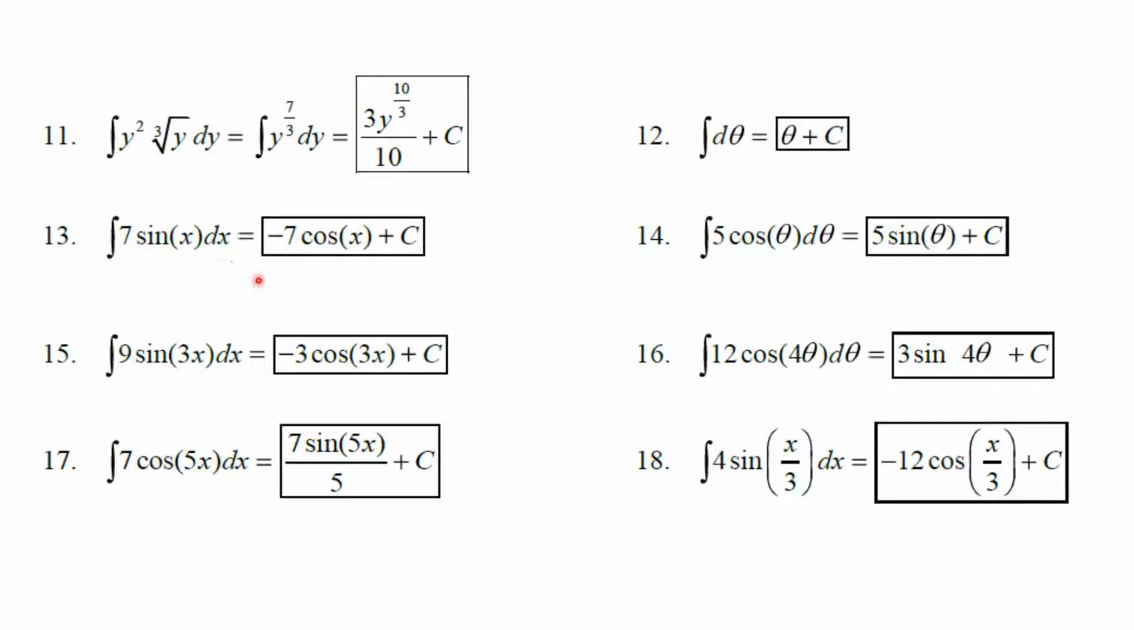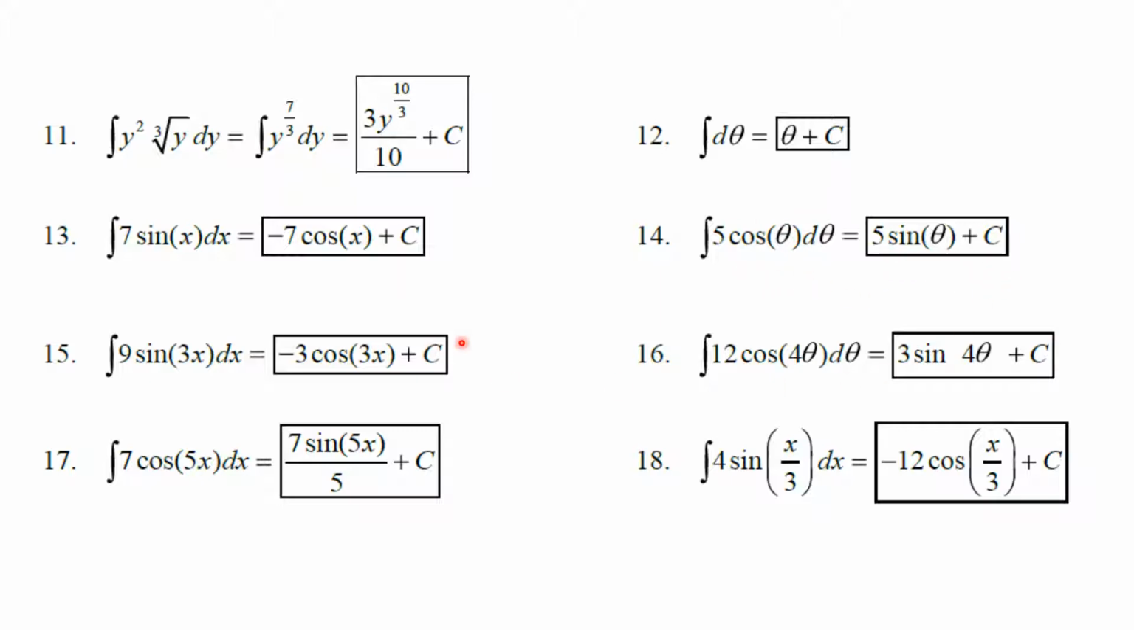So integrating sine and cos, just a recap, when you integrate sine, you will get negative cos. Like number 13, 7 is a constant, just leave the 7 there. Integrating sine gives you negative cos x. So the resultant here will be negative 7 cos x plus c. For number 14, 5 is a constant again, just leave the 5 alone. Integrating cosine theta gives you sine theta plus c.